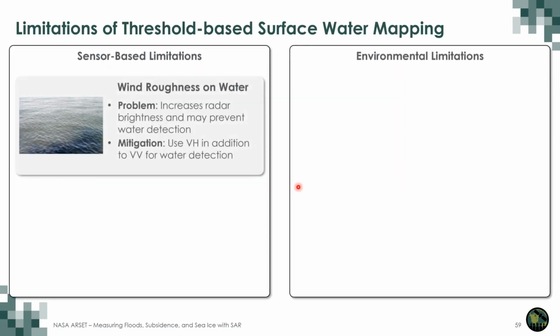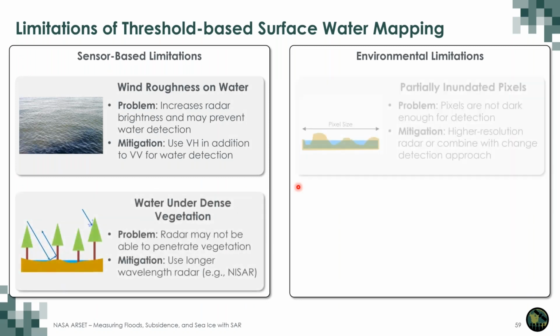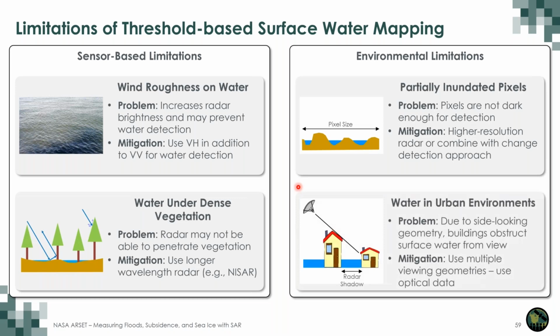Before I go into the lab, I want to briefly talk about limitations. One of the main limitations for these threshold-based mapping approaches has to do with wind roughening on water. The premise of the approach was that water surfaces look very dark, and if you remember, the reason they look dark is because water surfaces tend to be very smooth. This premise is violated if we have strong winds during a SAR acquisition.